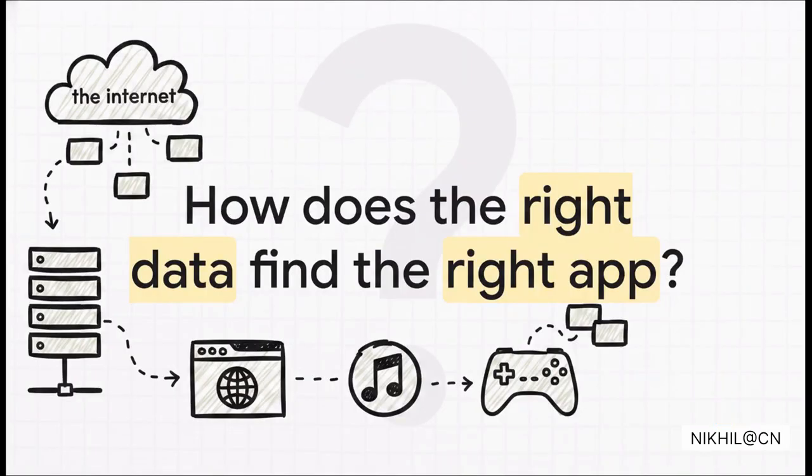I mean, think about it for a second. You've got a browser open, you're streaming some music, maybe you're in an online game. When all that data hits your computer, it's not just addressed to your device. It has to find its way to the exact application that asked for it. So how on earth does your computer sort all of this digital mail?